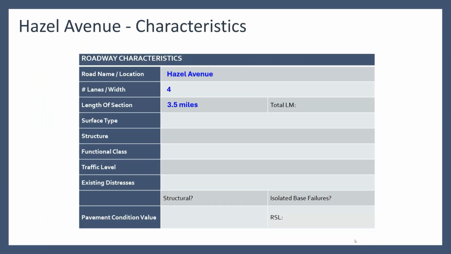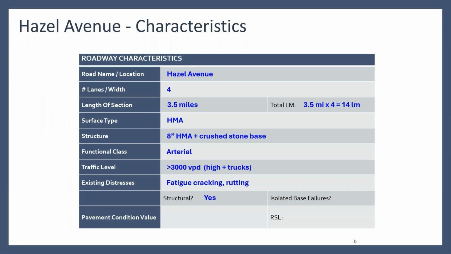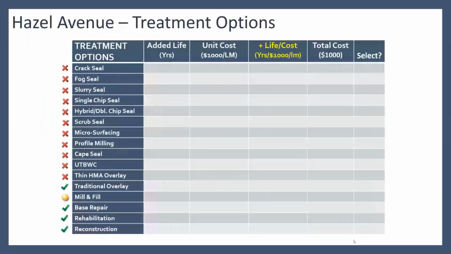So filling in our chart here, we've got a total of 14 lane miles, asphalt, arterial, it is structural, and we have isolated base failures. So poor condition, remaining service life maybe a year. So this is one of those where we're down in the red section. It's going to be a more expensive project.